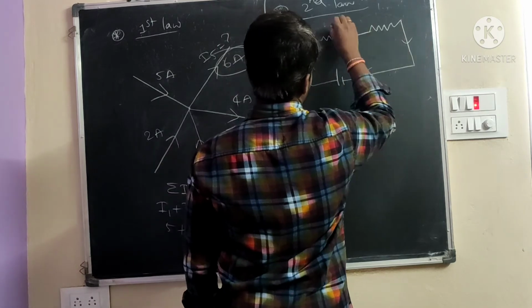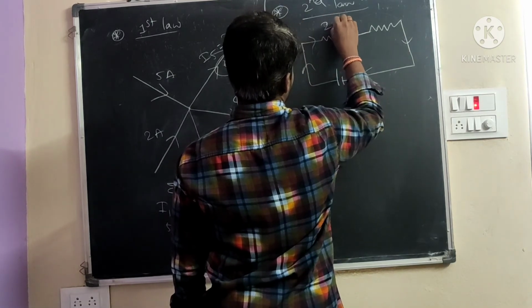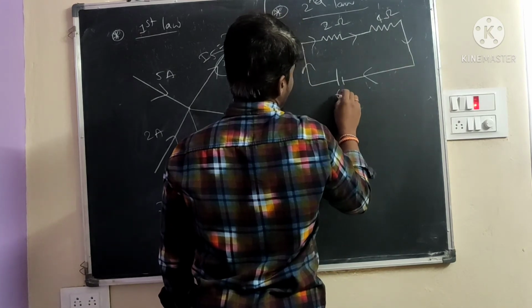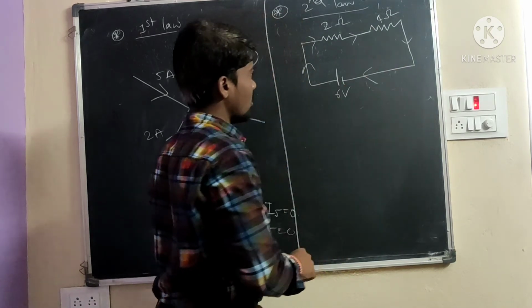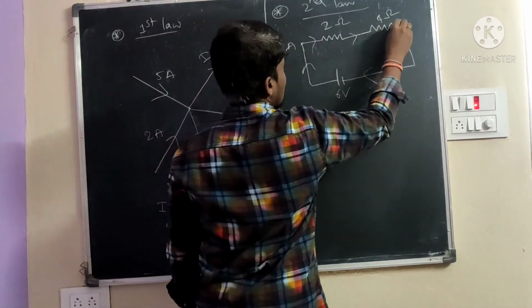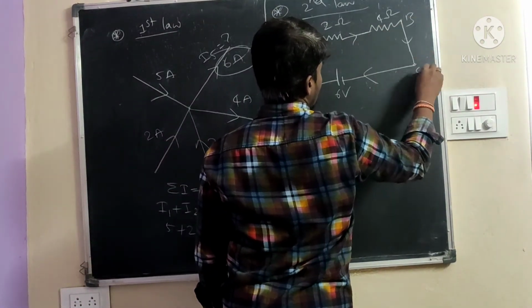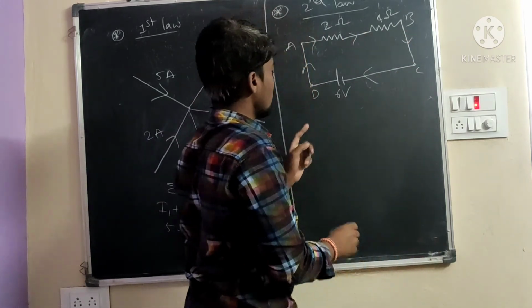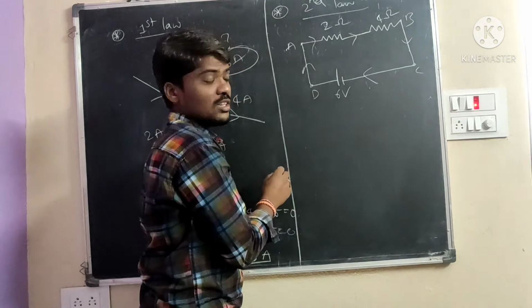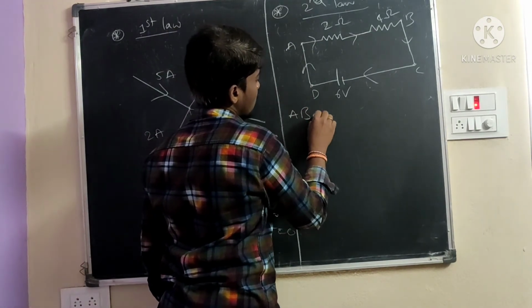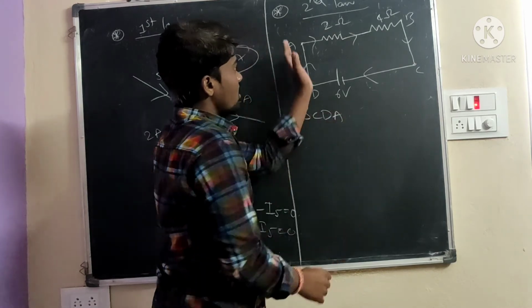This is the 2 ohms, here 4 ohms. Here is the battery. For example, a 6 volts battery is connected. In this, the loop is A, B, C, D, A.